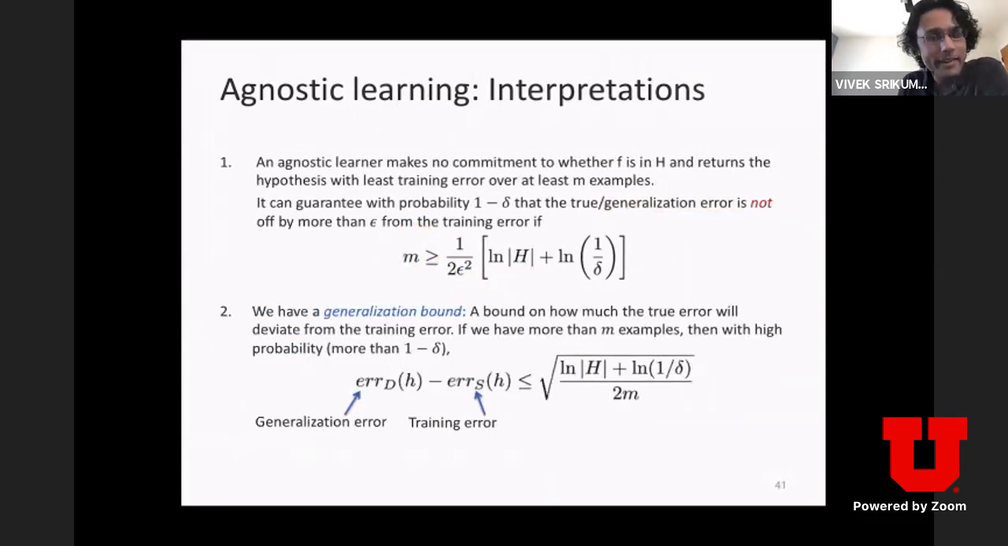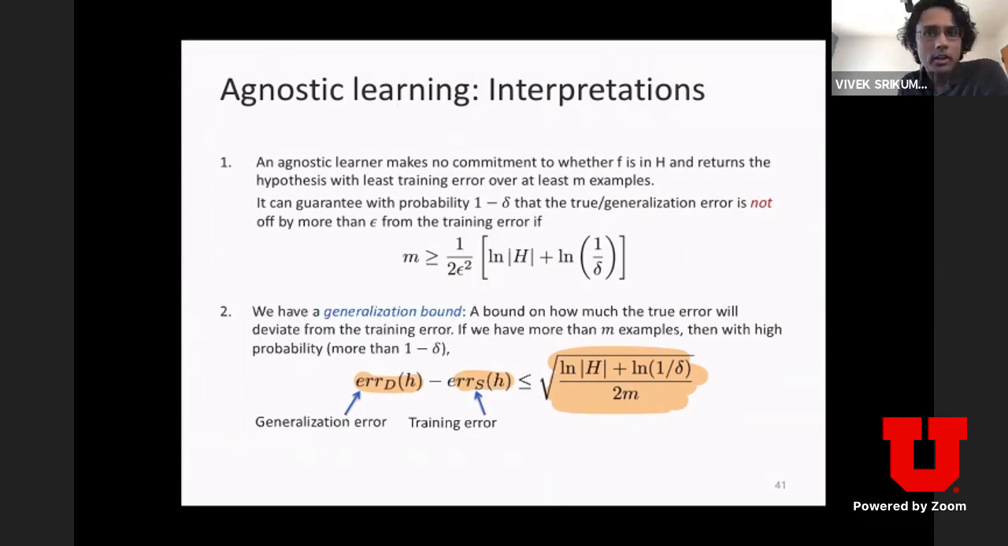What we also have by rearranging this is a generalization bound, which says how much the true error will deviate from the training error if I have m examples. It says if you have m examples, then with high probability, with probability more than 1 minus delta, the generalization error will be no more than this horrible expression more than the training error. This is called a generalization bound. So these are two ways to think about agnostic learning.